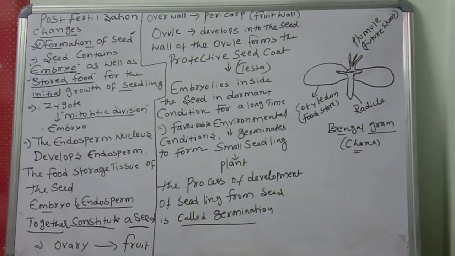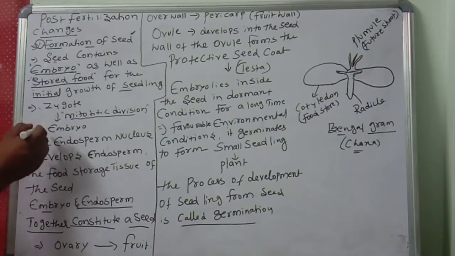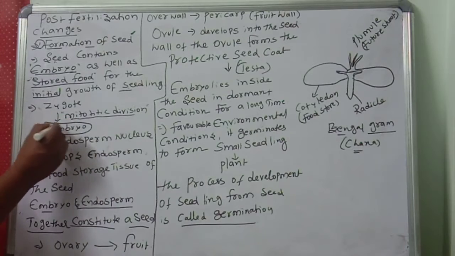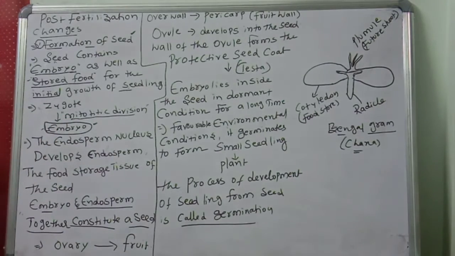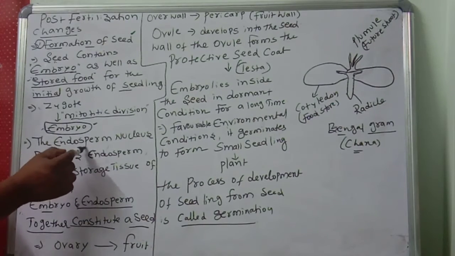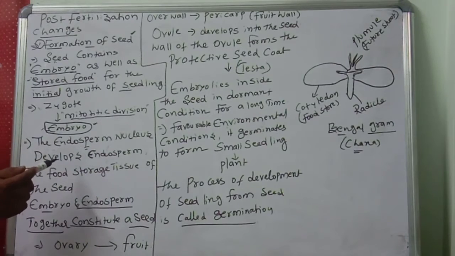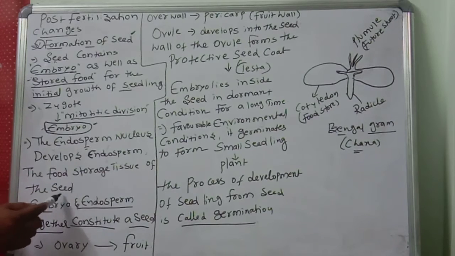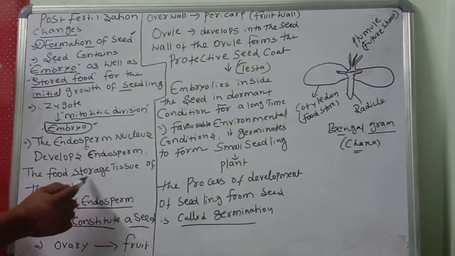Mitotic cell division contains prophase, metaphase, anaphase, telophase, cytokinesis, different phases, you know very well. So the zygote is involved in mitotic division and produces the embryo, which is very important. Next, after triple fusion, what did we get? The endosperm nucleus. The secondary nucleus joins with the male nucleus and forms the endosperm nucleus, which develops the endosperm. This is the stored food which is useful for the growth of the seedling, the food storage tissue of the seed.